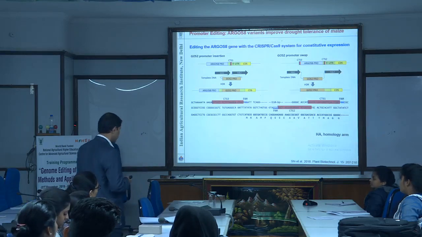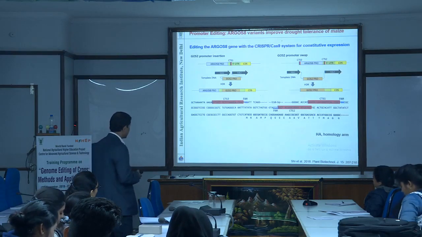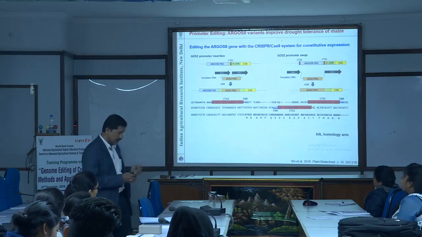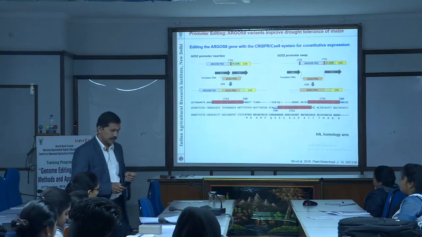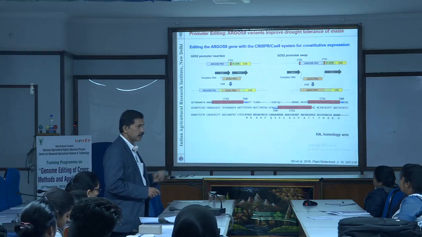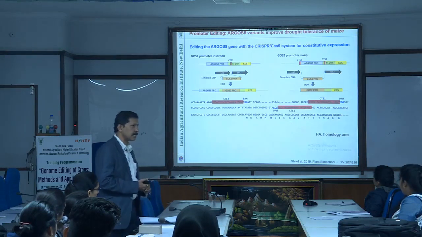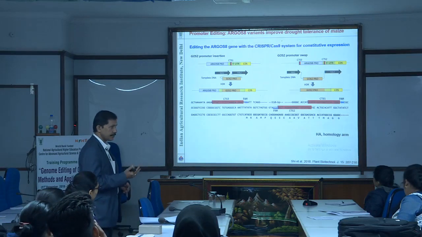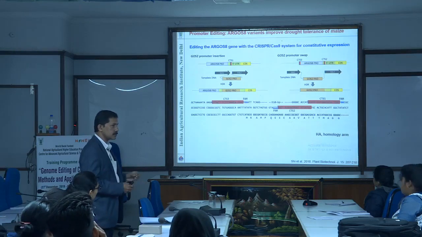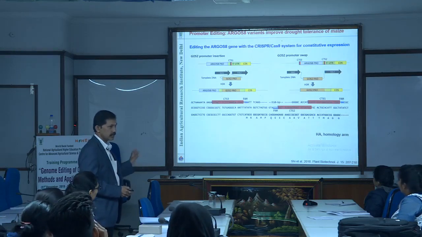It can be used in a wise way, especially in the plants, because when you knock out the gene, we don't know why the nature has selected that gene. It might have some function. So unless we are very clear, the knockout may have some impact. So you need a lot of studies to see the gene is really not important.